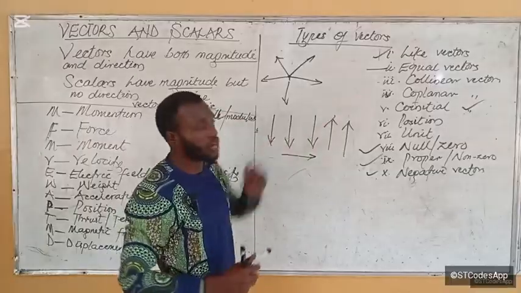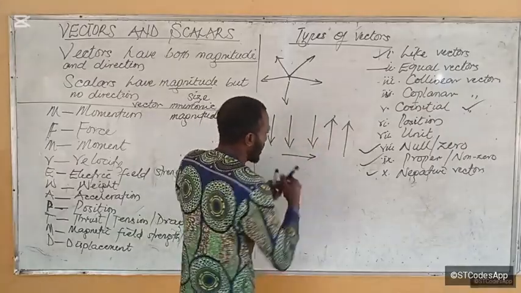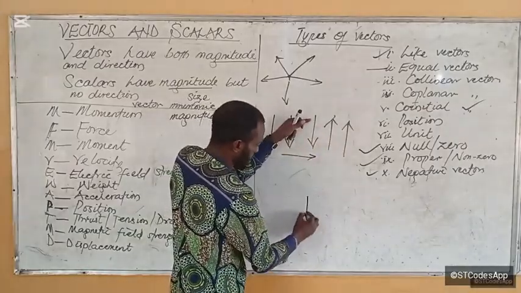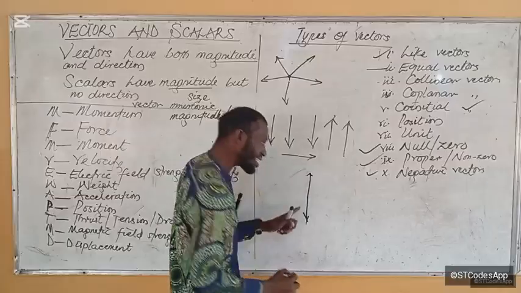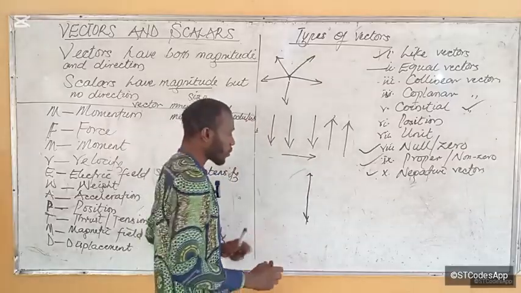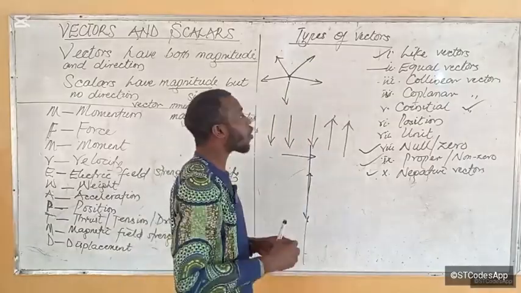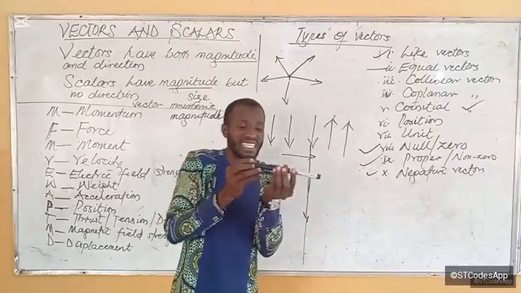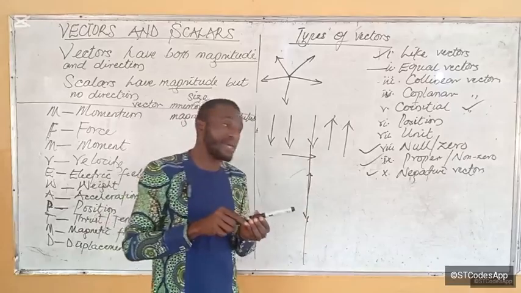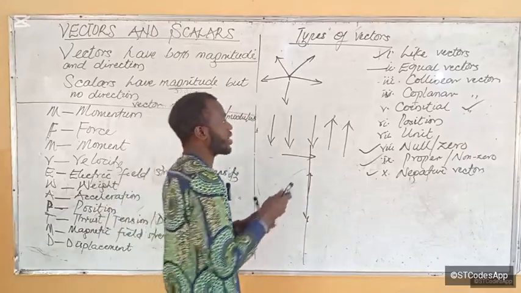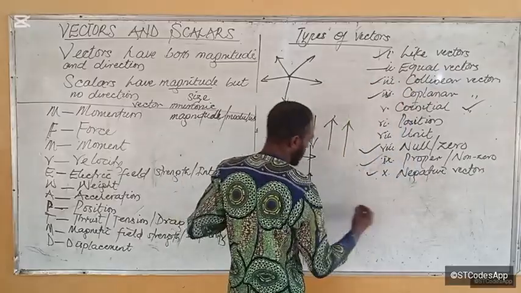Now when are they collinear? Collinear vectors are, let's say I join these two vectors together this way. This one that is going down, I bring it here. This one that is going up, I bring it here from the same point. Notice they are also co-initial, right? But the major point is that since they are acting along the same y-axis, they are collinear. It means they are joined by the same line. So coplanar means on the same plane, collinear means on the same line.